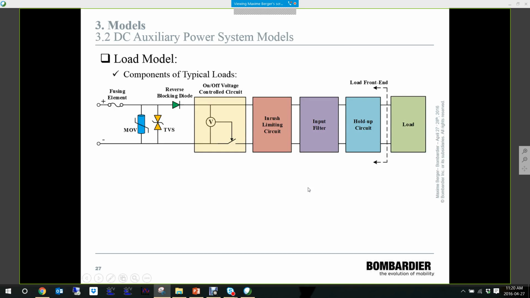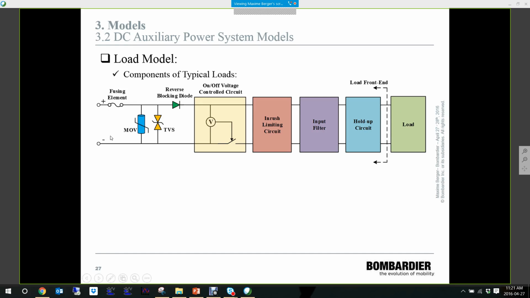Regarding the load model, the components of typical loads can be seen on this figure. We can have fusing elements, overvoltage protective devices like MOV, TVS. We can have a reverse blocking diode and on-off voltage control circuit that are there to protect the equipment against any kind of transient, mainly transient overvoltage. We have an inrush limiting circuit that is there to limit the inrush current of the input filter capacitor.